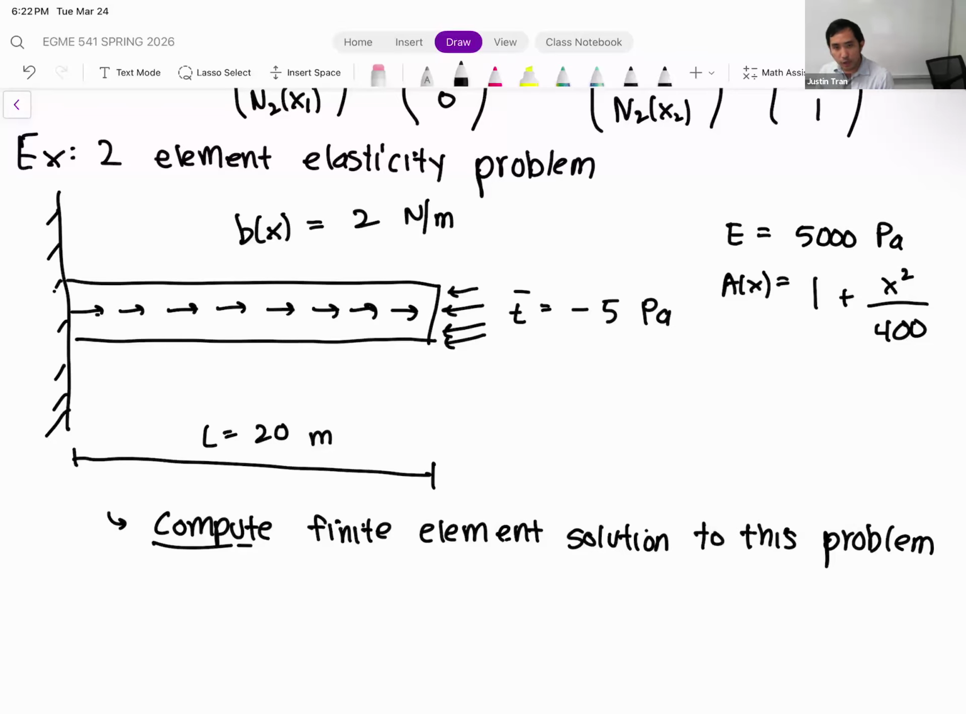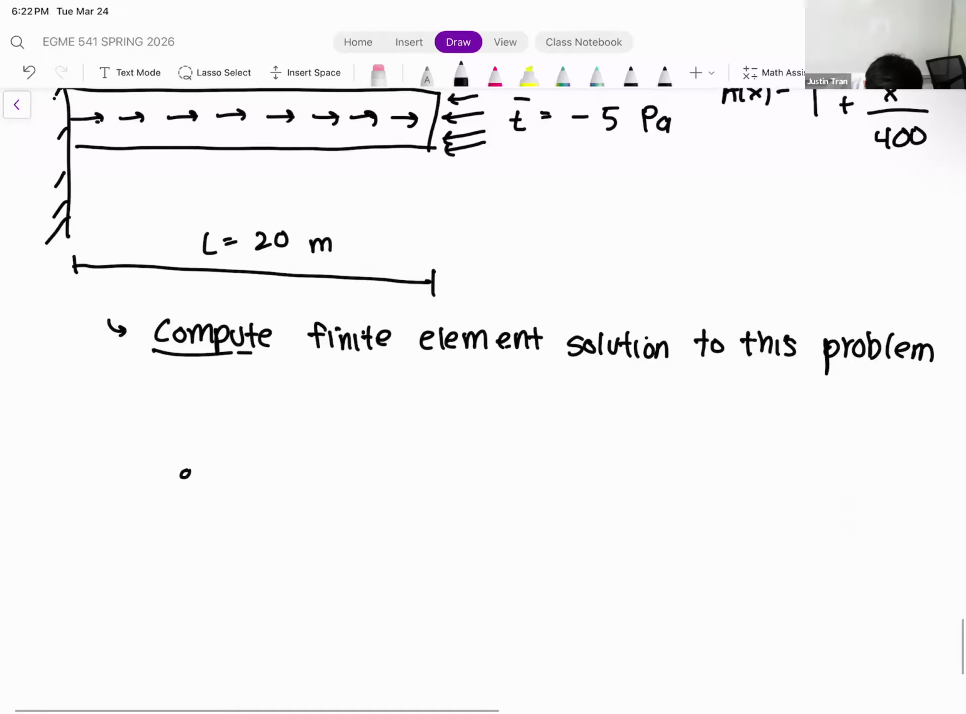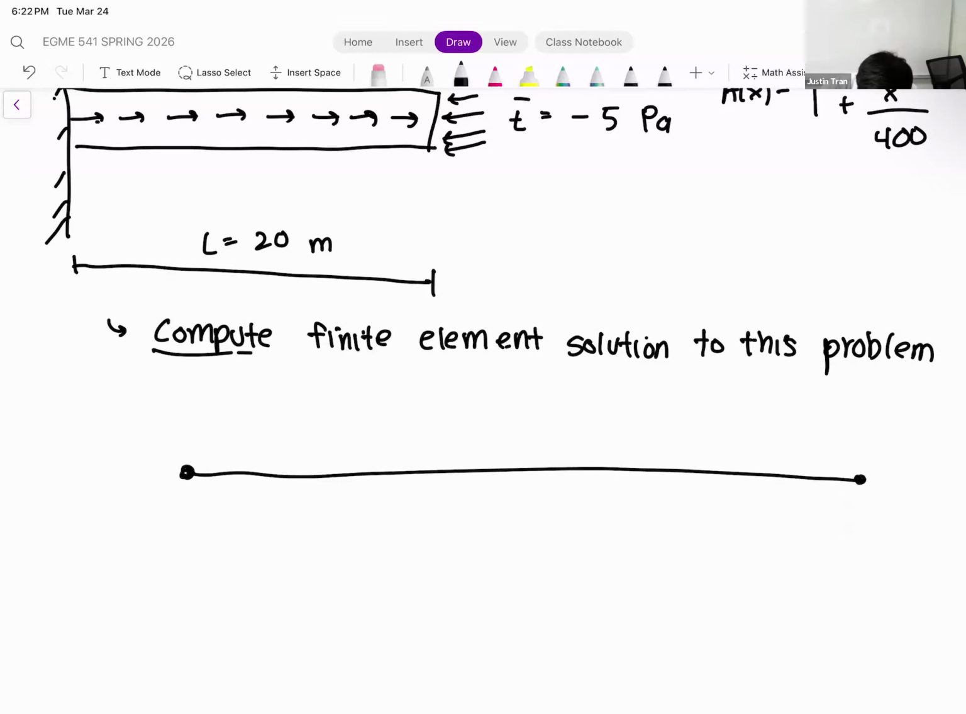We're going to use the element stiffness matrices and element forcing vectors that we've been discussing, and we're going to do it on a two-element domain here. It's actually going to be a skewed domain, so our elements here are not going to be uniform. This is going to be element 1, and this is going to be element 2. Obviously, element 2 is much bigger than element 1.